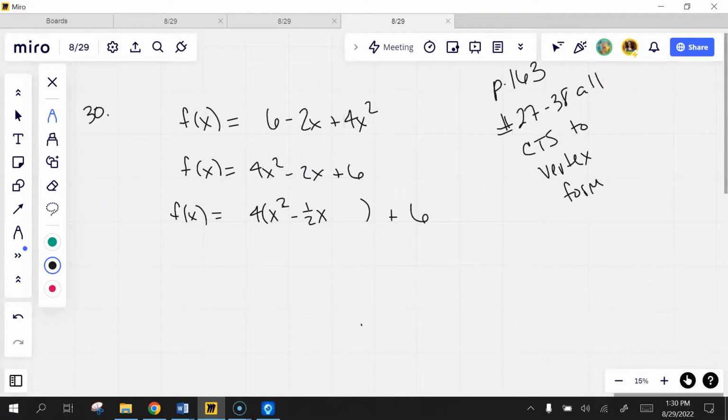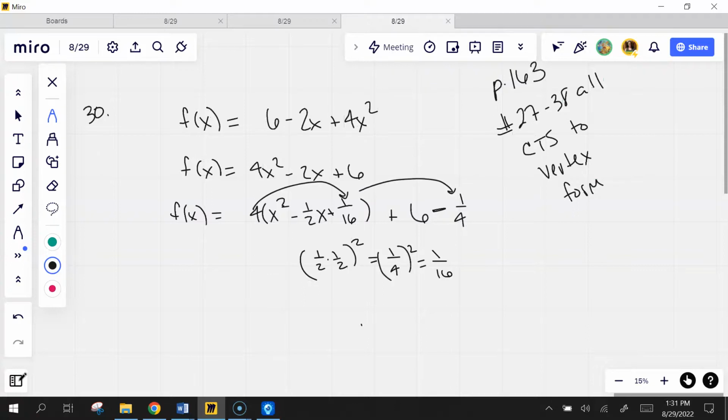Good C. Half of the middle, squared. So I want half of a half, squared, which is a fourth squared, which is 1/16. I add it here, but I subtract it here, but I don't want to subtract the 1/16. What am I subtracting? 4 times 1/16. That's exactly right. Multiply here, and it gets subtracted here.